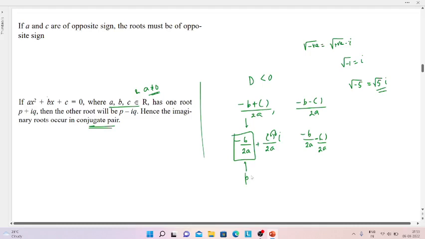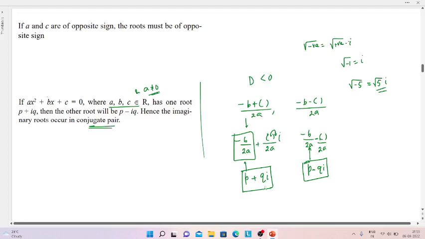So that part will become another q times iota, which is iq or qi. So if p plus iq is there, definitely we can say this part is also p, and here a minus symbol is there, and this is also qi. So p minus qi is also there. So if p plus iq is a root, then we can say without any hesitation that p minus iq will be another root, that is called the second root of the quadratic equation.